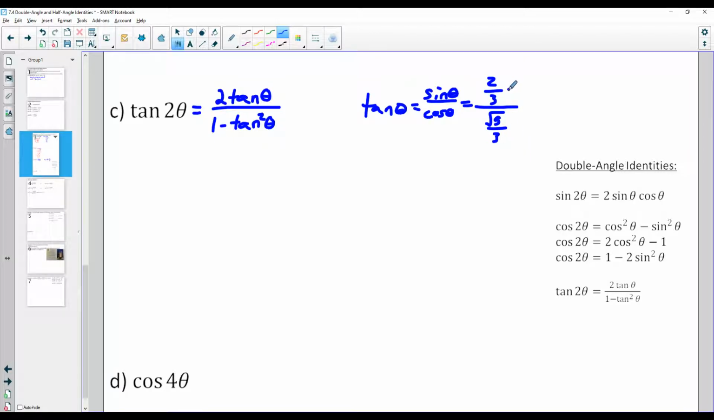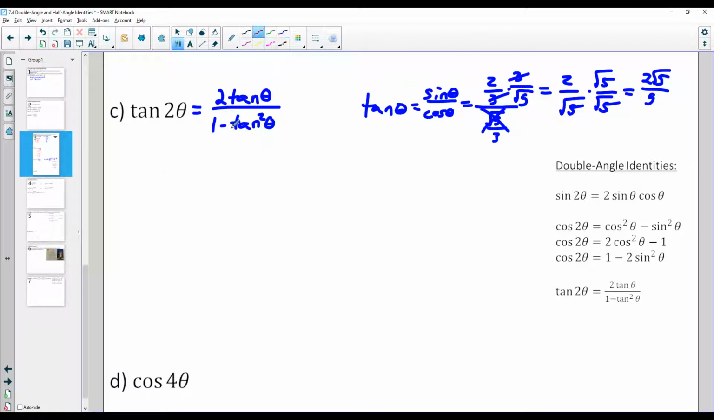Dividing by a fraction is really multiplying by the reciprocal, right? So I'm going to ignore the bottom now. 3's cancel. We're left with 2 over the square root of 5. So times the square root of 5 all over the square root of 5 to rationalize. And we get 2 square roots of 5 all over 5.